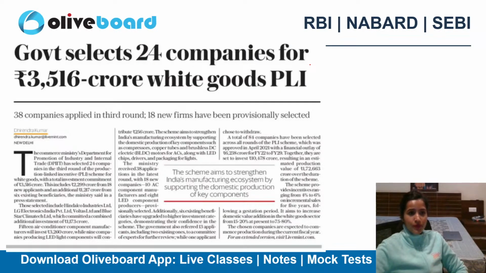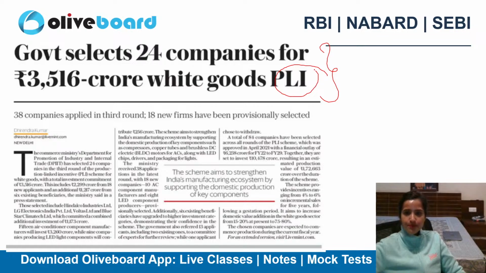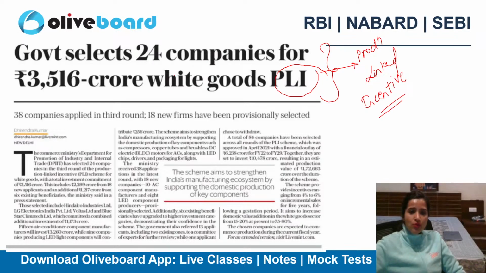Let's move forward. Government selects 24 companies for 3516 crore white goods PLI. So now look at the news. What is important here is this PLI scheme. What is PLI scheme? Production Linked Incentive Scheme. And what is important is white goods. What are white goods? What are white goods?